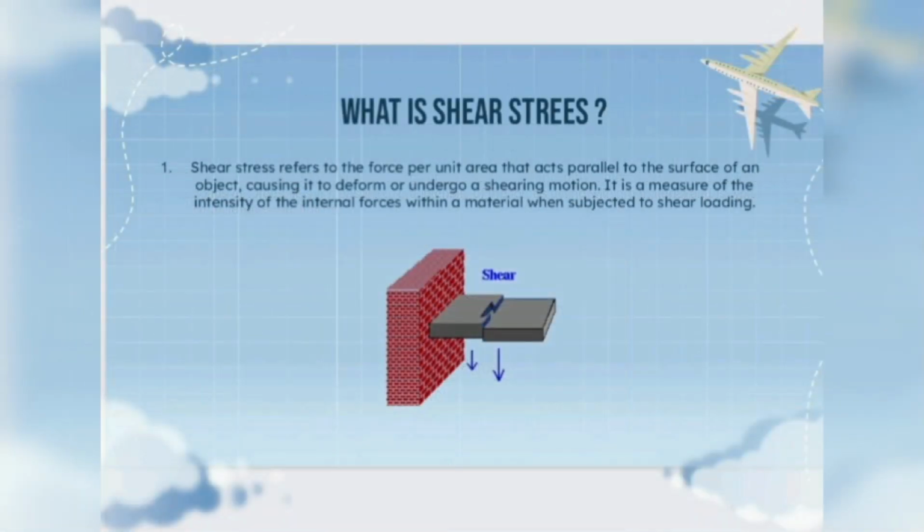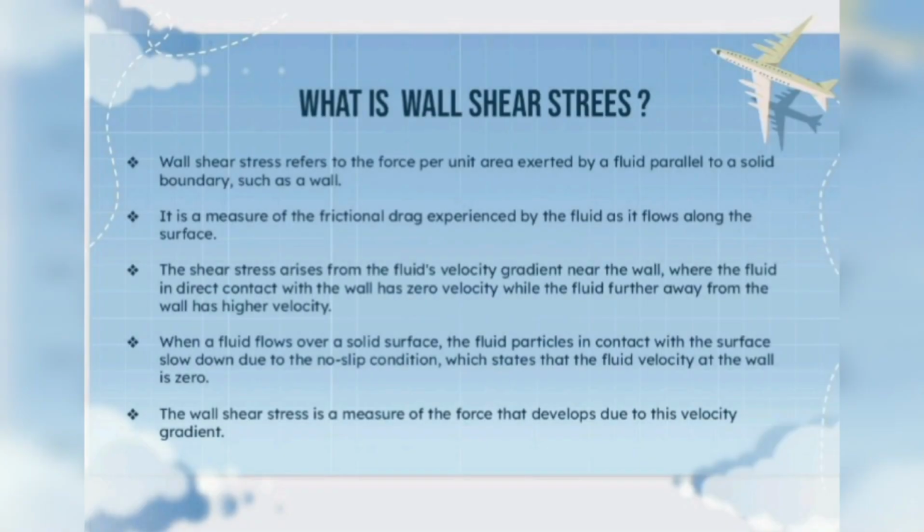Moving forward, now we will see what is the shear stress. Shear stress refers to the force per unit area that acts parallel to the surface of an object, causing it to deform or undergo a shearing movement. It is a measure of the intensity of the internal force within a material when subjected to a shear loading. Now we will see what is a wall shear stress.